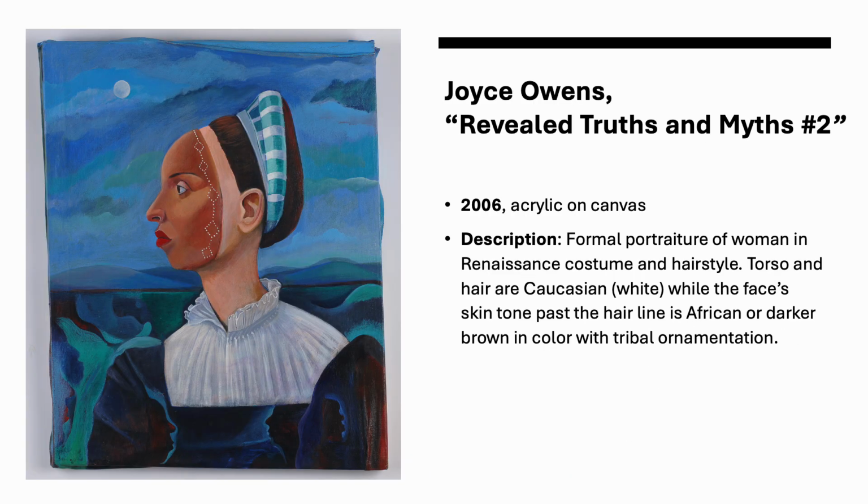Second is Joyce Owens's Revealed Truths and Myths No. 2 from 2006, which is acrylic on canvas. The description for this painting is a formal portraiture of a woman in Renaissance costume and hairstyle. Torso and hair are Caucasian, white, while the face's skin tone past the hairline is African or darker brown in color with tribal ornamentation. I'll give you a few moments to examine this work closely.